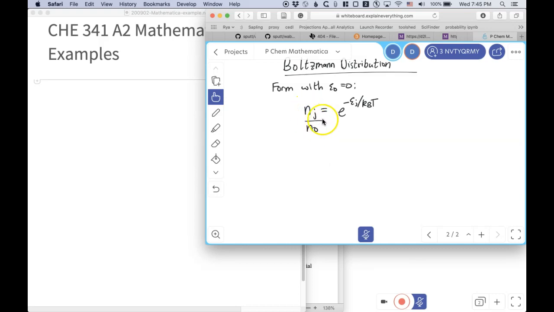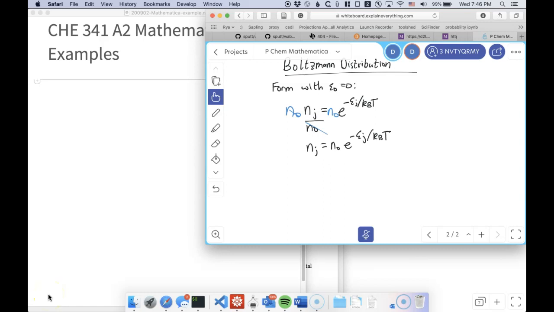And let's solve it for the population nj by just multiplying both sides by n naught. So n naught, that'll cancel n naught out here on the left-hand side, and we get this form of the equation. This is the result, and if I think about it as a mathematical function, this depends on the values of n naught, the values of epsilon sub j, and the value of T. So again, in mathematics notation, this is nj as a function of n naught, as a function of epsilon j, and as a function of T. And that's what we're going to define in Mathematica here.